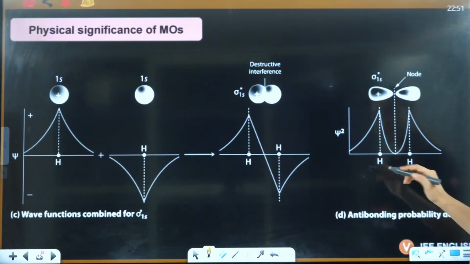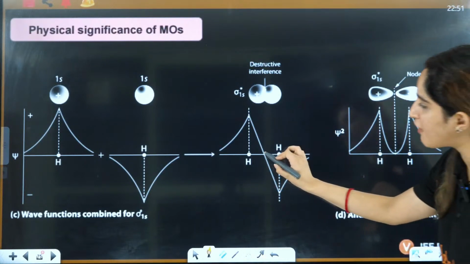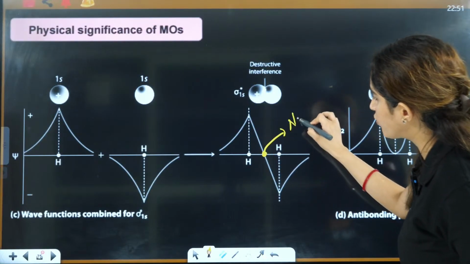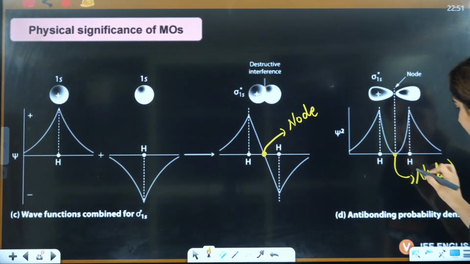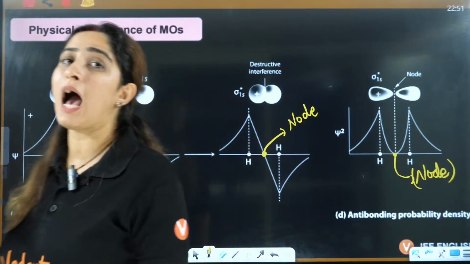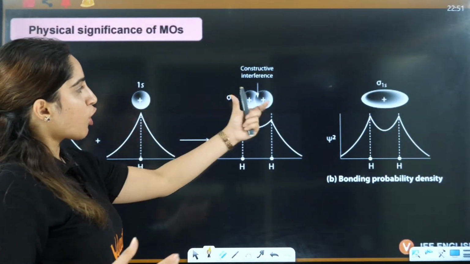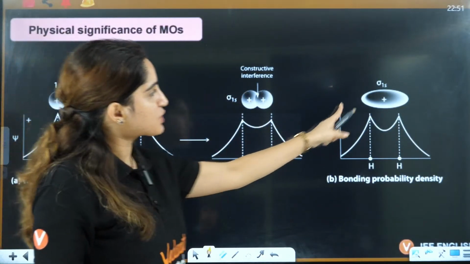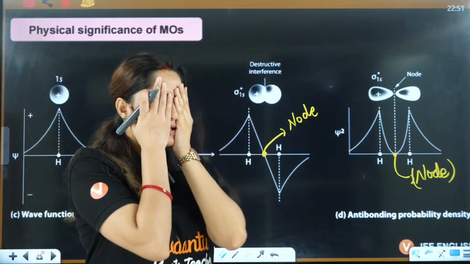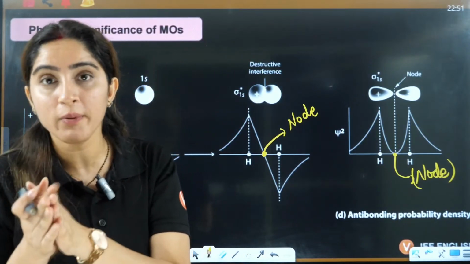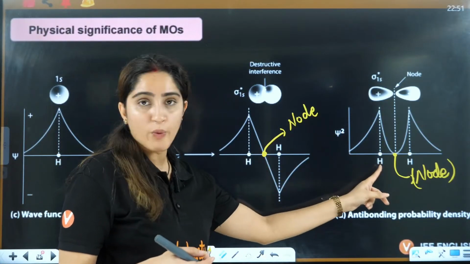And when you have this, that's the reason what you will have here is psi, and for psi square what you will have, this is defining the node. Okay? In anti-bonding molecular orbitals, you have a node there, right? So when bonding molecular orbitals combine, there is no node here, right? That's why it looks like this, right? But when an anti-bonding molecular orbital is formed, plus and minus combine, they will have a node here that is represented when psi is 0, when psi square is 0.